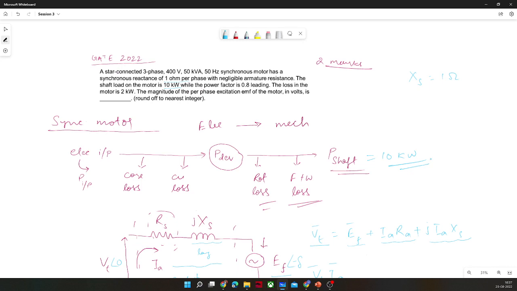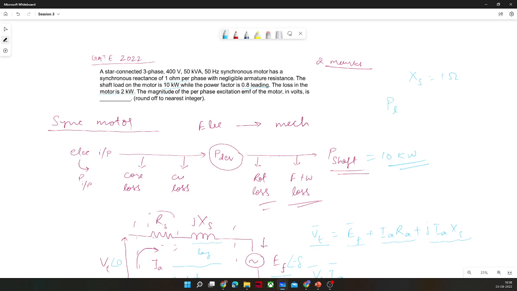And power factor is leading. So it is a tricky question where power factor is leading here. You have to give special attention to the power factor, because the general tendency of us, the students, is to solve by considering lagging power factor. So we will take leading into account. Loss in the motor is 2 kilowatt. One more catch: they haven't mentioned which loss, mechanical loss, electrical loss, core loss, or copper loss. They just mentioned that total loss in the motor is 2 kilowatt.